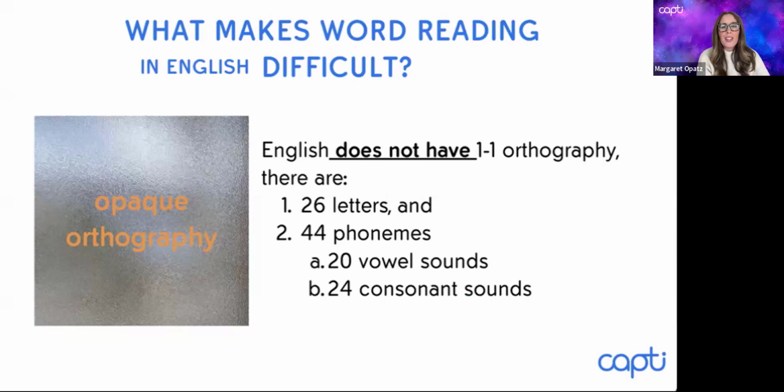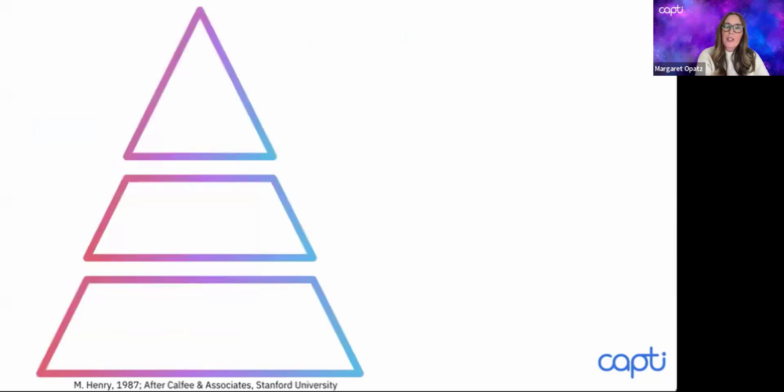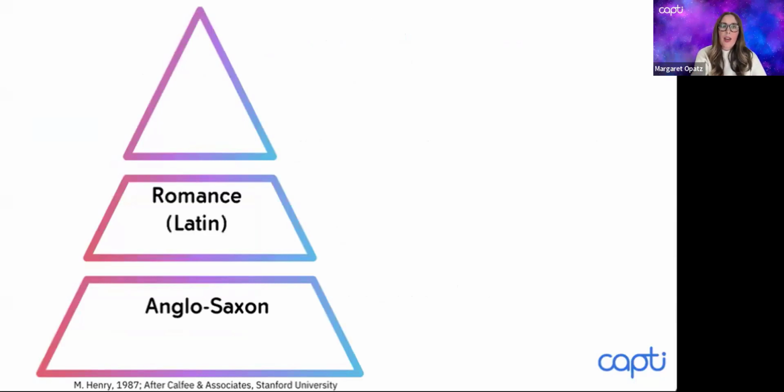Now, I think it's helpful to know that there's a reason for this. It doesn't just happen because whoever made English wanted it to be really difficult. It's because our language is made up of multiple different languages. We've brought together all of these various languages to create the system that we have. So we have different layers within the language: the Anglo-Saxon layer, then the Latin or Romance layer, and then Greek.